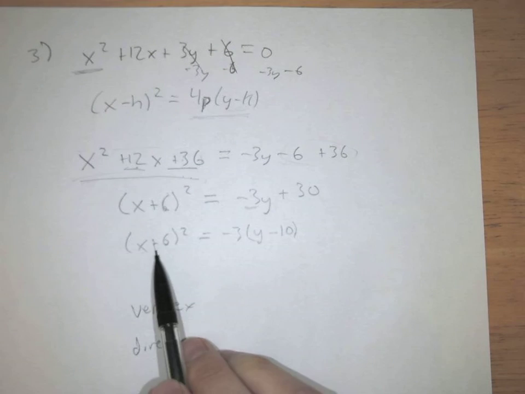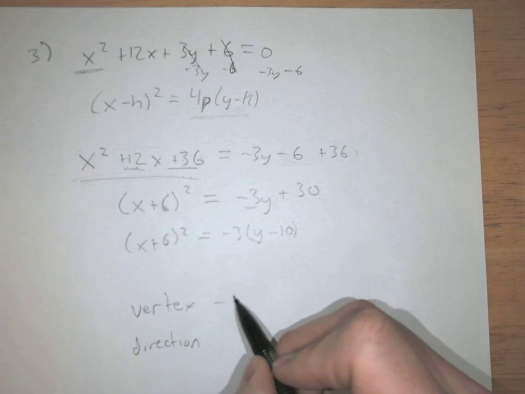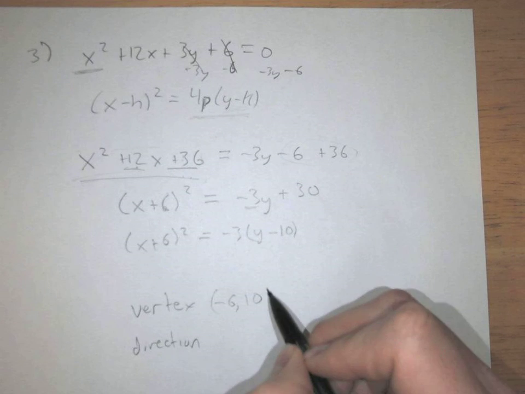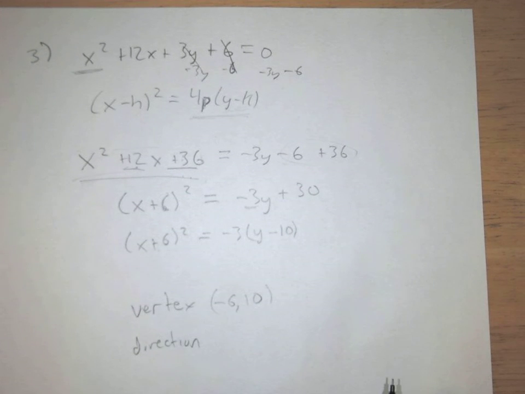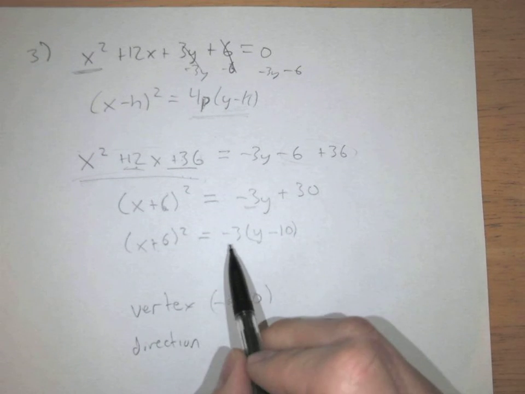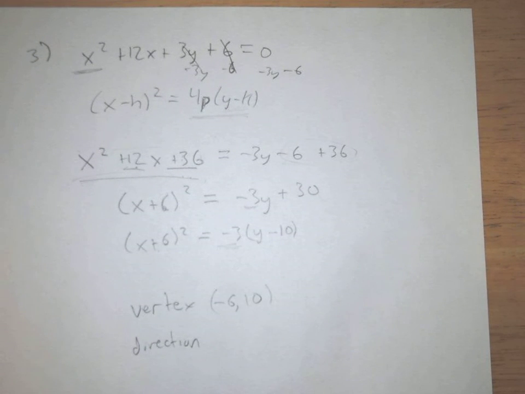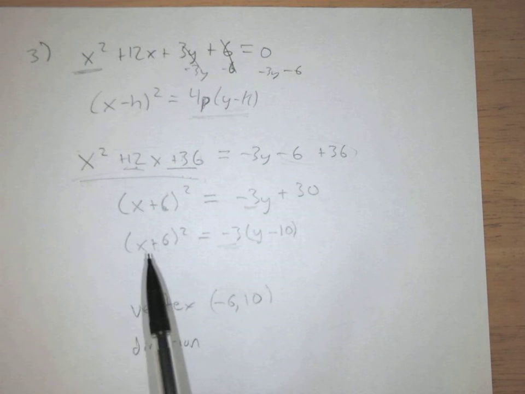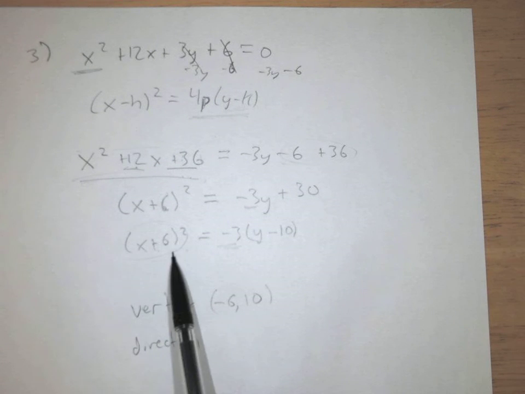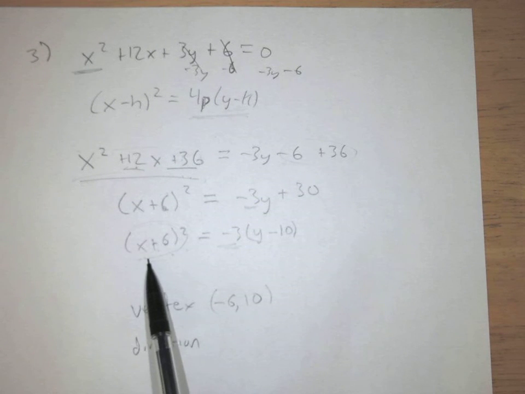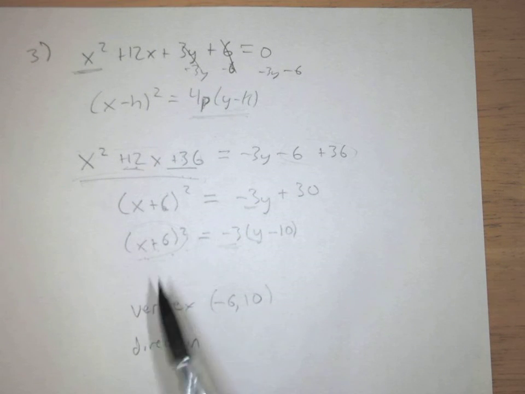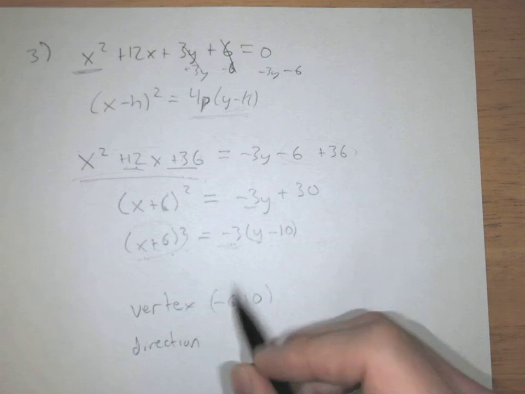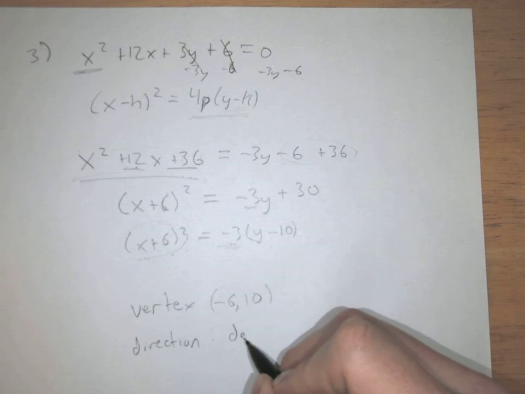Okay. The vertex is going to be negative 6 and then positive 10. We want the opposite of what's in here. And then the direction, because this guy's negative, it's going to go in the negative direction. We also know that this is a vertical parabola because the x is getting squared. So the x being squared tells us it's either up or down, and then the fact that there's a negative out here tells us it's actually going to go down.